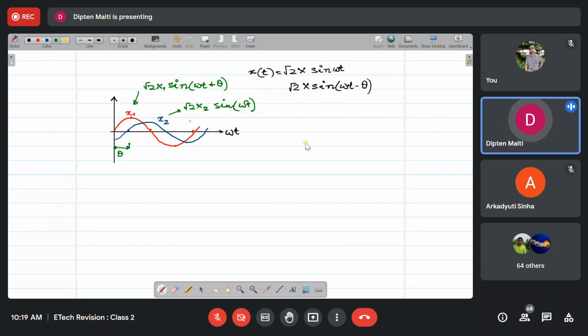Okay. So that means, as you can see, if we consider the timeline, x1 achieves a similar phase at an earlier instant of time compared to x2.